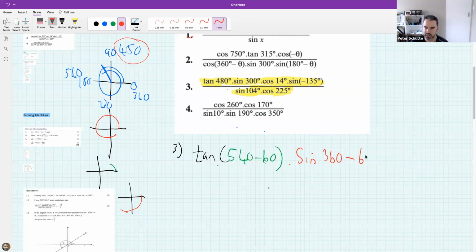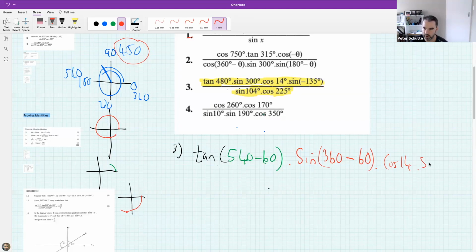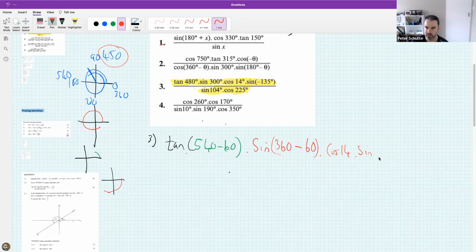So what do we got here? We got 360 minus 60. Then cos 14, I can't do much about that. And then sine of minus 135. Okay, it's a couple of different ways we could do that. What would be the nearest horizontal? I suppose it would be minus 180. So you don't have to do it like this, but for me, following the logic of what I've done so far today, it would just be minus 180 plus 45. Because the nearest horizontal is minus 180.